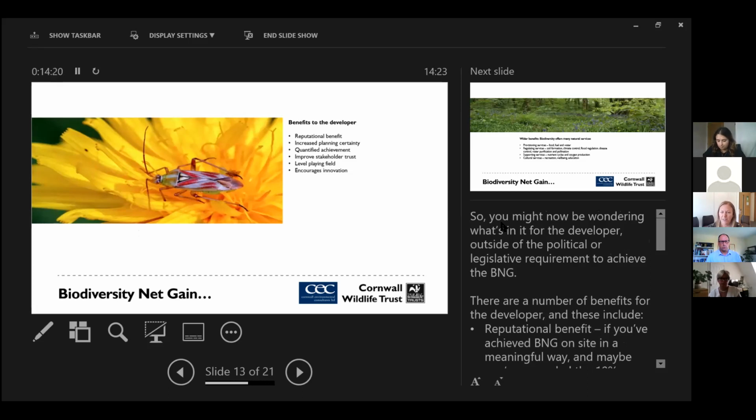That sounds like quite a burden, I guess, what I've just described. You have to employ an ecologist, you have to do something for 30 years and show how you're going to manage and maintain it. So what are the actual benefits for developers of biodiversity net gain?